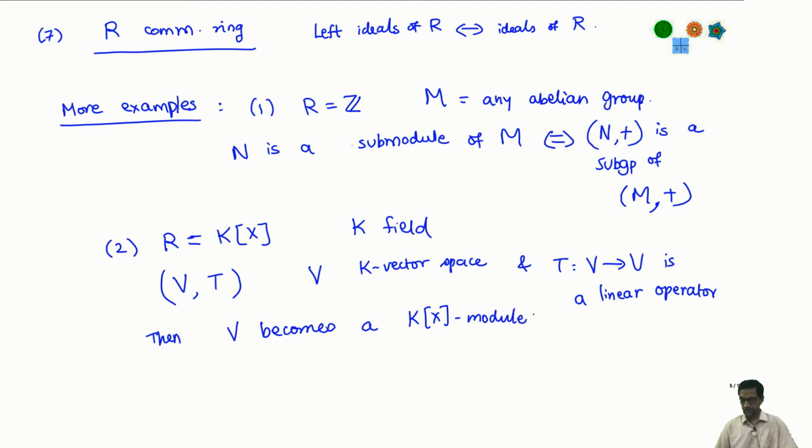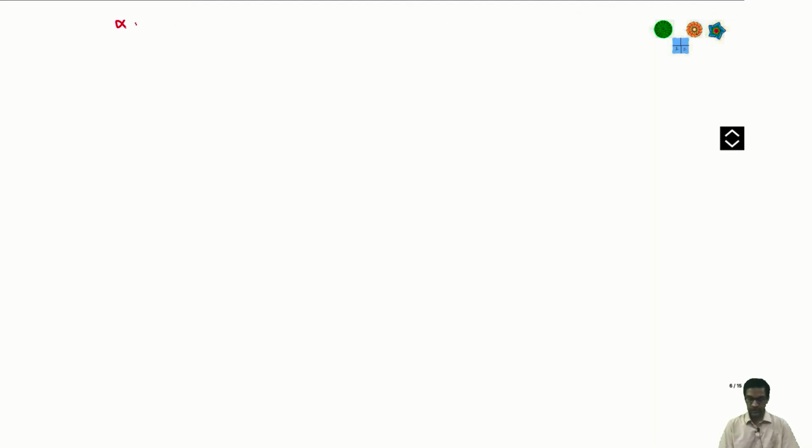Then recall V becomes a K[x]-module by the following prescription. These two pieces of information, that V is a vector space and T is a linear operator, define the actions. So how does alpha act on V? This is just the usual scalar multiplication. So this is for all alpha coming from K and for all v in V.